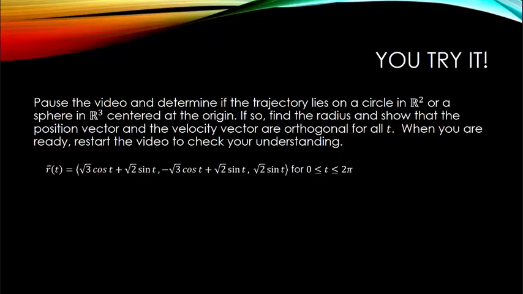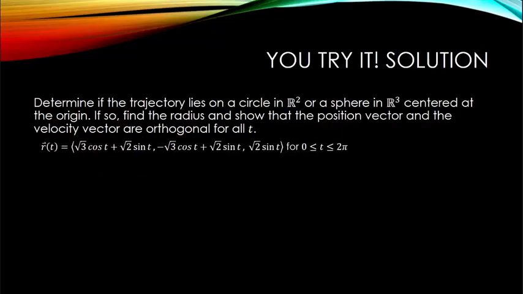The vector r of t is given by the components square root of 3 cosine t plus square root of 2 sine t, negative square root of 3 cosine t plus square root of 2 sine t, and square root of 2 sine t, for the closed interval 0 to 2 pi. So I first want to determine if this is a trajectory that is either a circle in R2 or a sphere in R3. The vector has three components, so I need to determine if this is a uniform sphere in R3, centered at the origin.